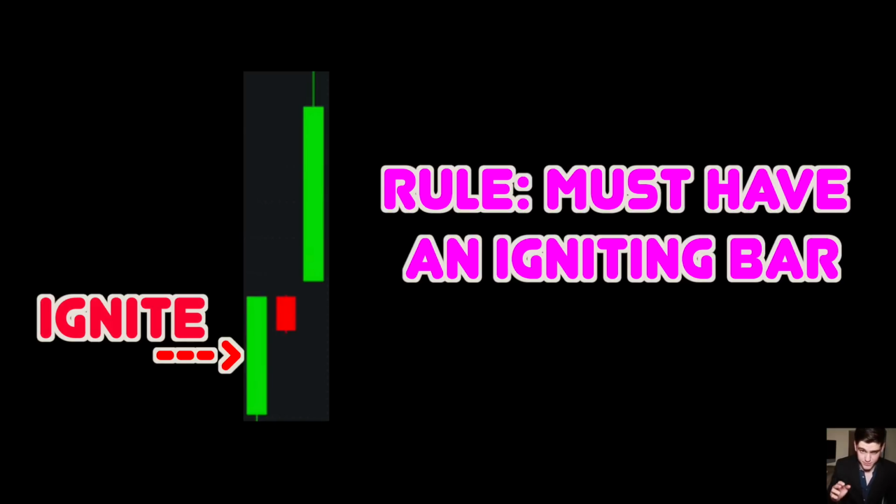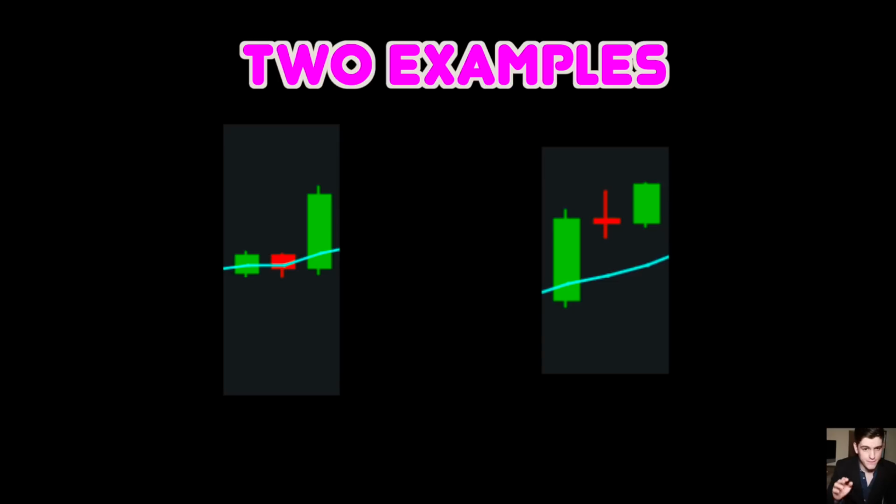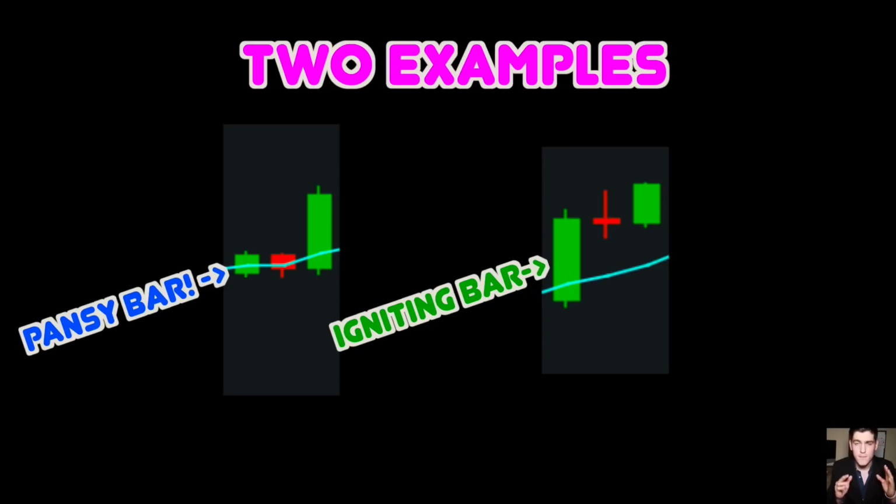The 3-bar play simply does not have tiny igniting bars. If it is tiny, that is not an igniting bar, that is a pansy bar. Friends don't let friends trade pansy bars. Here's some examples. Pansy bar, igniting bar. Pansy bar, igniting bar. Do not trade pansy bars.